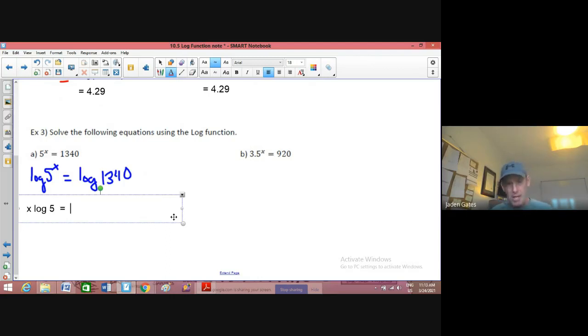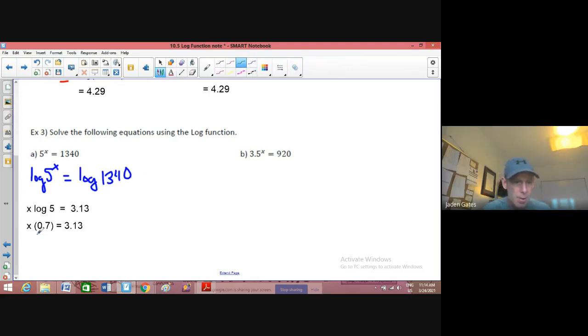And so if I type that in again, the log function takes a big number, makes it smaller, and in my calculator it gets 3.13. All right, well, just like I took the log of that 1340, I can take the log of 5. And if I take the log of 5, I get 0.7. And that is equal to that 3.13. And then my last step here is to divide by my numerical coefficient. Divide by this 0.7, because the x and the 0.7 are multiplied by each other. And of course, what I do to one side, I do the other here.